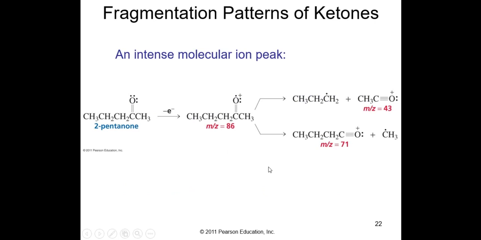Ketones give intense molecular ions. Knock out a lone pair electron on an oxygen, detect a molecular ion at 86, alpha cleavage to form a resonance stabilized acylium ion at 43. Remember your Friedel-Crafts acylation? It yields acylium ions. And you can also get the 71 acylium ion with loss of a methyl radical.